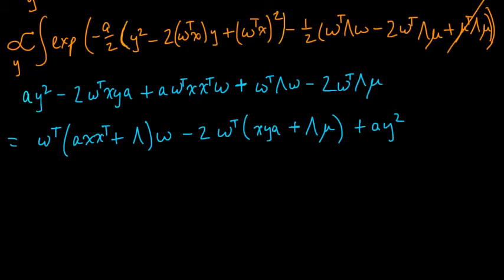Welcome back. We're computing the predictive distribution for Bayesian linear regression. And we got down to this step where we're trying to get this exponent in the form of a quadratic form so that we can integrate out w. And what do we want it to look like?